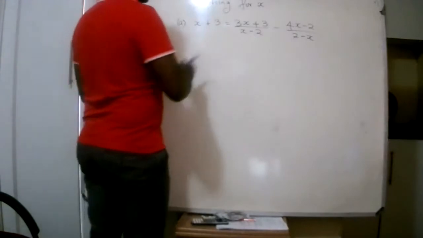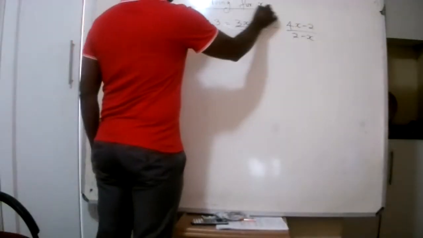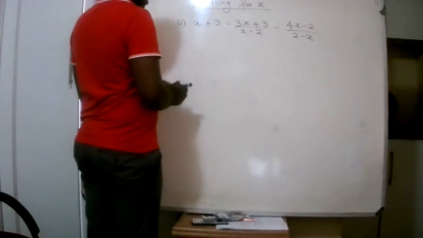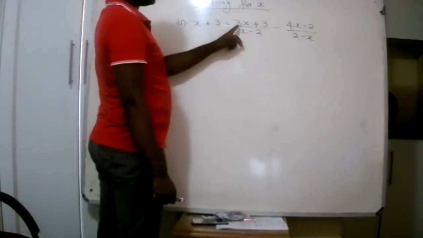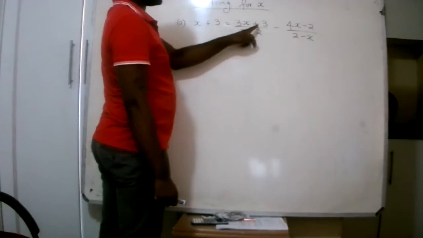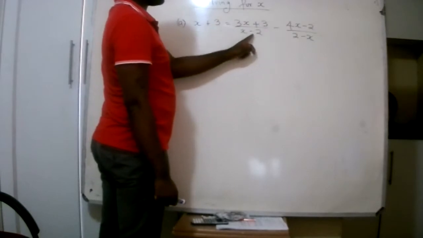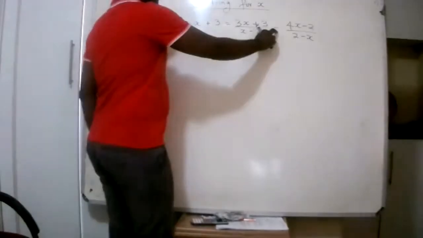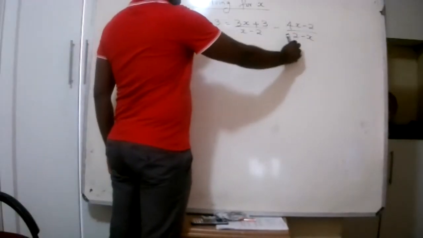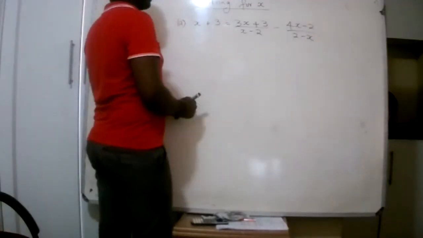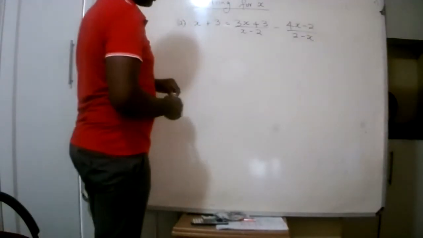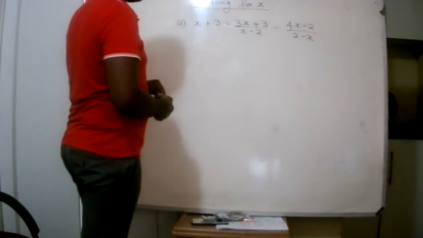Yeah, so we want to solve for x on this fraction question. So we're having x plus 3 equal to 3x plus 3 divided by x minus 2 minus 4x minus 2 divided by 2 minus x. So the question is, how are we supposed to solve for x on this given question?